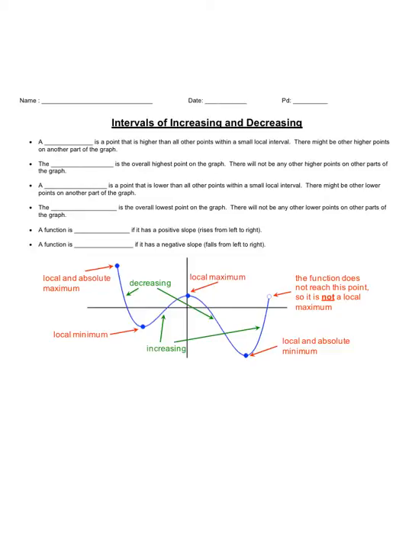So these notes are going to be focusing on intervals of increasing and decreasing, looking at the graph of a polynomial. So there's a couple vocab blanks up here. A blank is a point that is higher than all the other points within a small local interval. So the key word there is small local interval and also higher. Whoops, meant for that to be highlighted. Okay, so it's higher than all the other points on a small local interval.